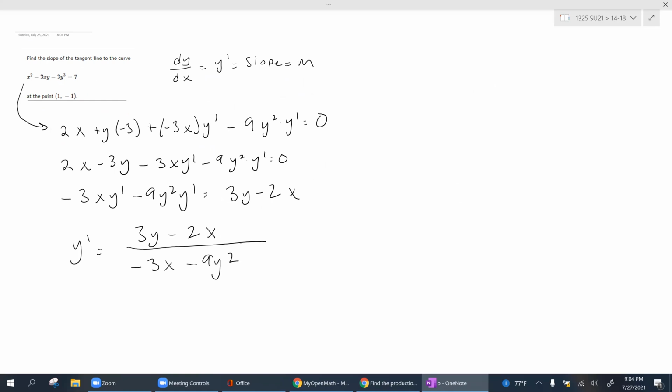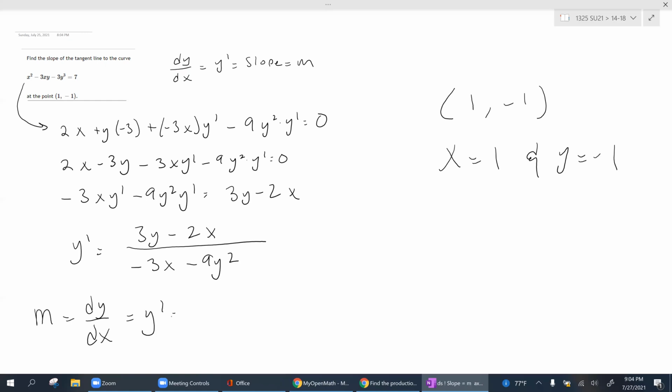And that point that they give you, 1 comma negative 1, in other words, this is x equals 1 and y equals negative 1. So what you would do now is find your slope at that specific point. You would plug those values in here, and the numeric answer you get would be your final answer.